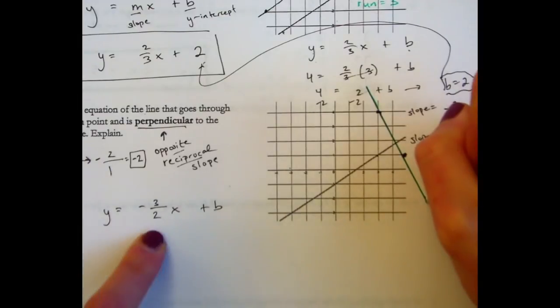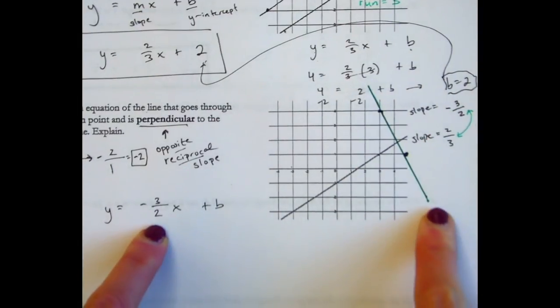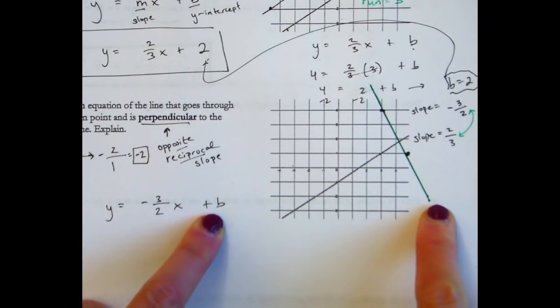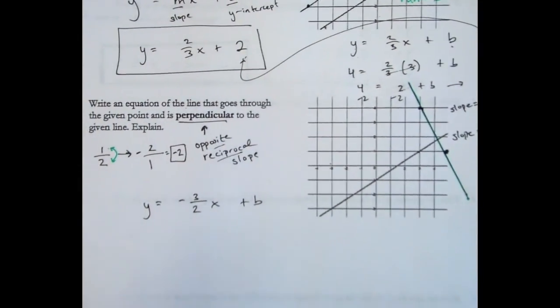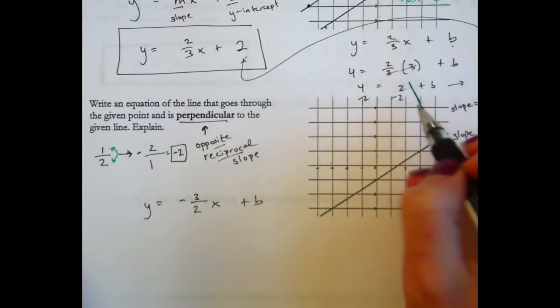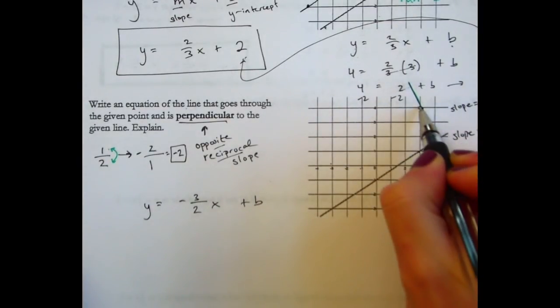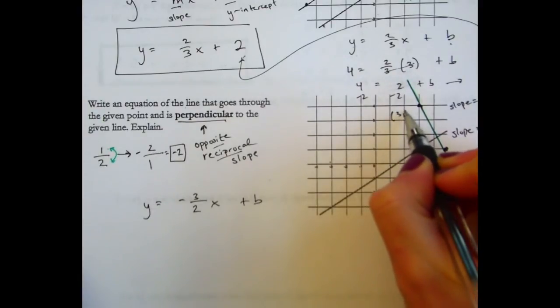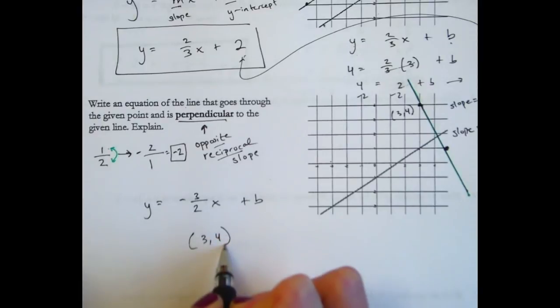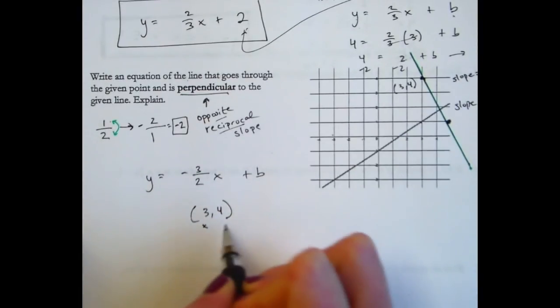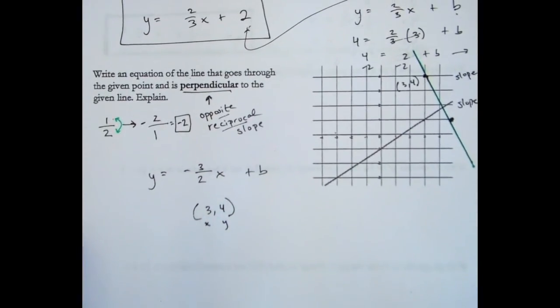Well, I'm going to use the same strategy. This given point here was 3, 4. So I have the point 3, 4. I know the x value is 3, the y value is 4. So I can go ahead and plug this point into this equation and then solve for b. I encourage you to pause the video and try this on your own and then check your work at the end.